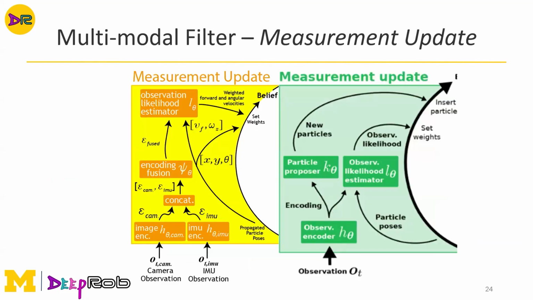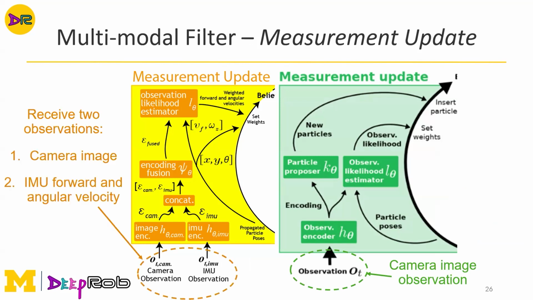Looking more at the measurement update between the original paper and our implementation, we see that the original paper only accepts a single observation in the form of a camera difference image, whereas we accept both the camera difference image as well as an IMU observation. That IMU observation is in the form of a rate gyroscope measurement.